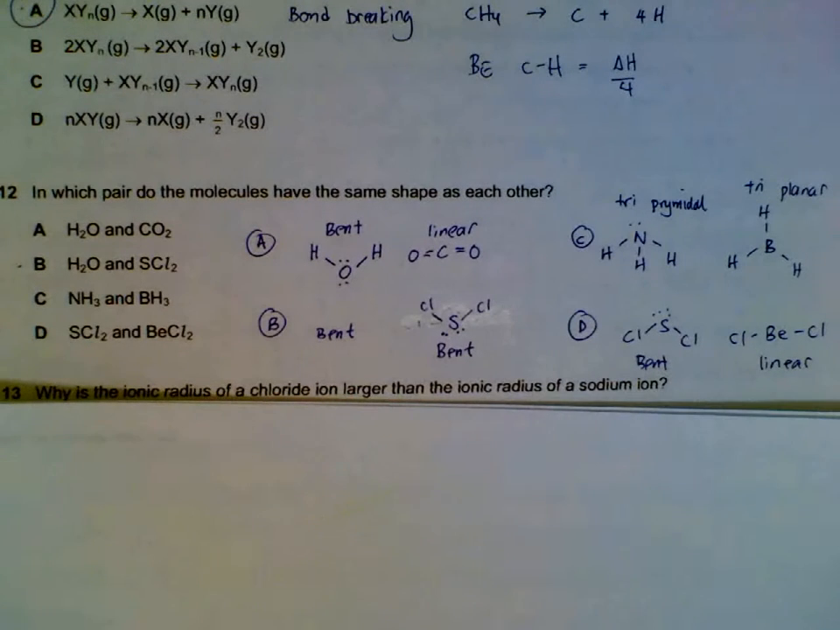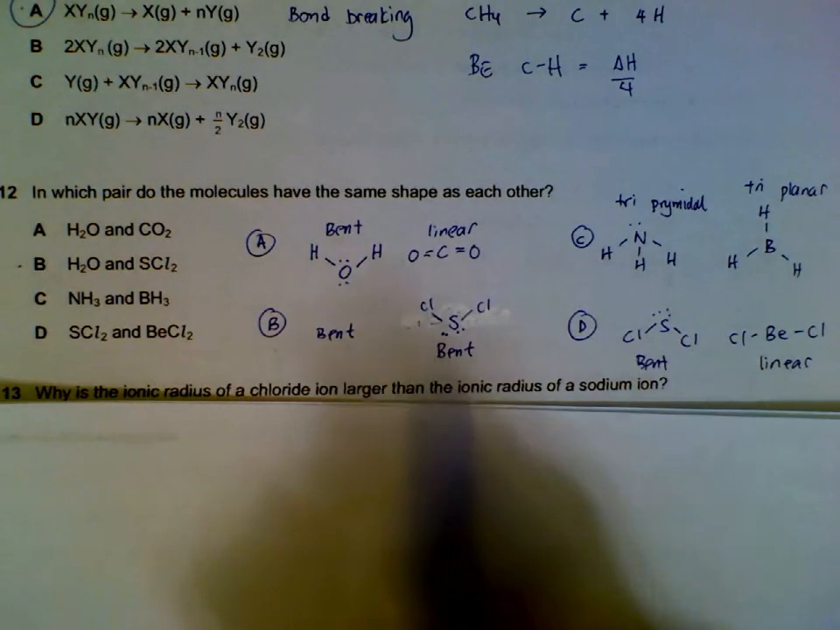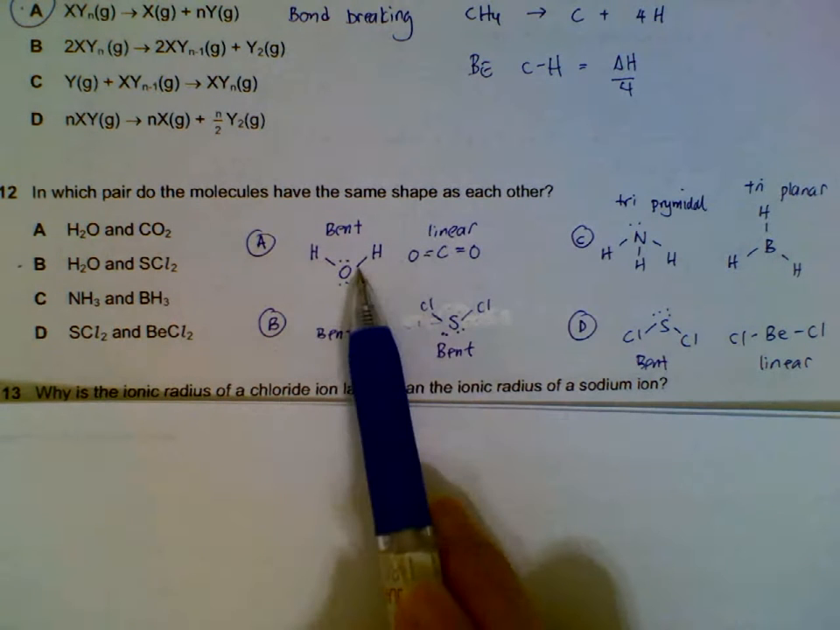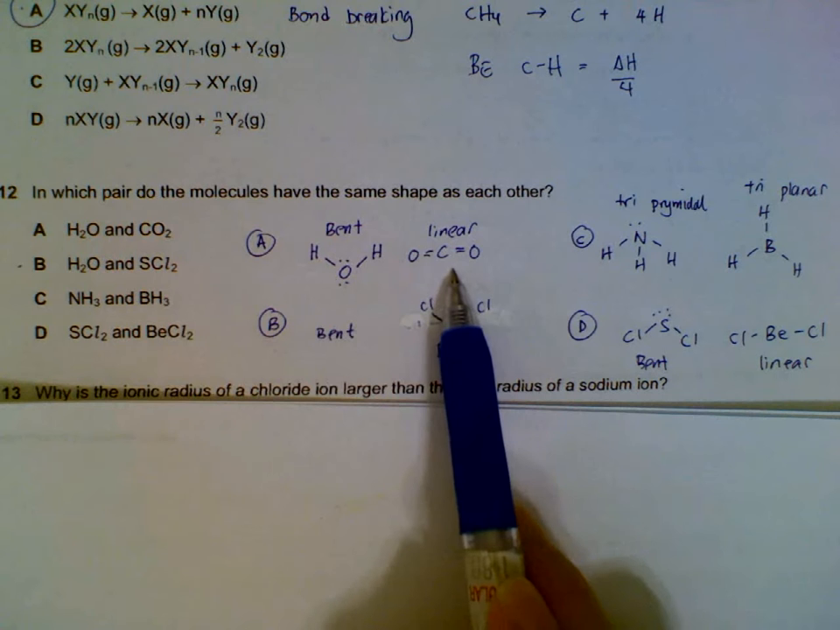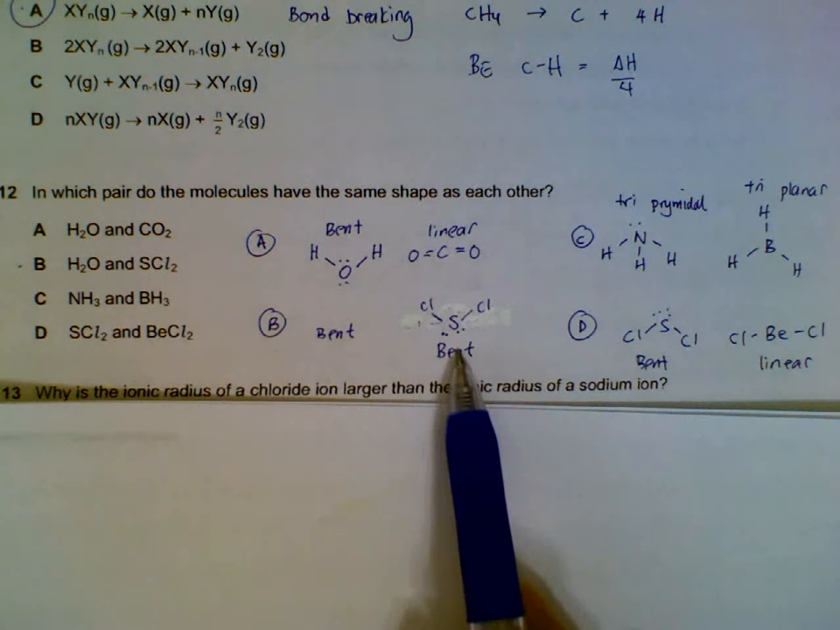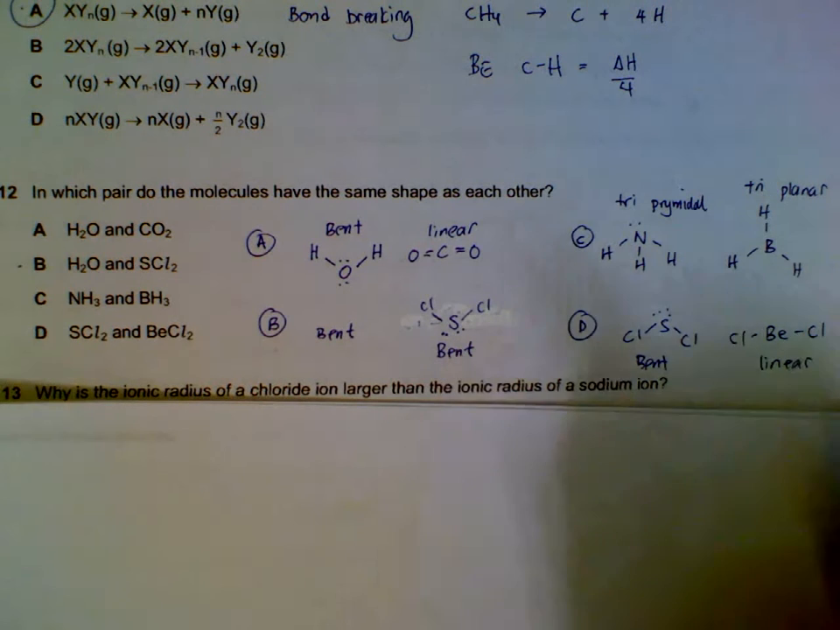Number 12 involves being familiar with the shapes of molecules based on their lone pairs and bond pairs. I have drawn them all out here for comparison. Water, bent. Carbon dioxide, linear. Water, bent. Sulfur dichloride also is bent. So B is our answer.